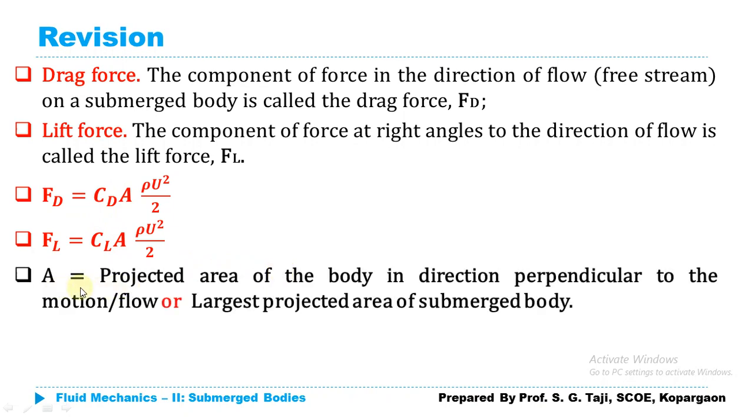A is known as the projected area of the body in the direction perpendicular to the motion, or the largest projected area of the submerged body. So if you are considering a submerged body, any body in air or in water which is totally submerged, as we discussed in the very first lecture, it is the largest projected area of the submerged body, or the projected area of the body in the direction perpendicular to the motion.